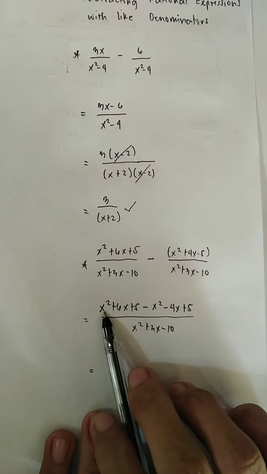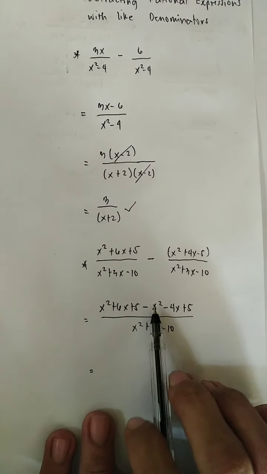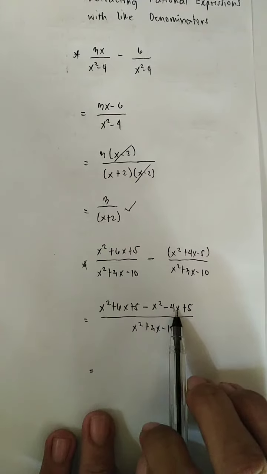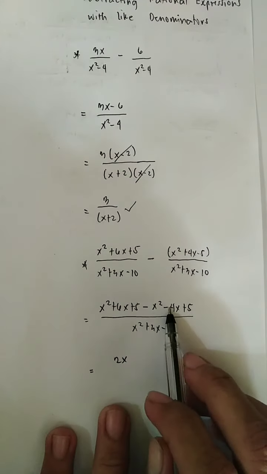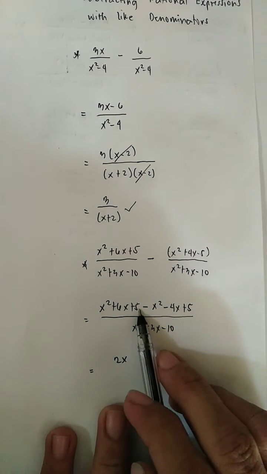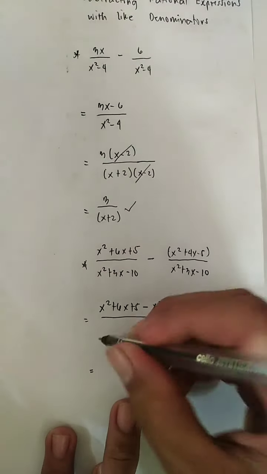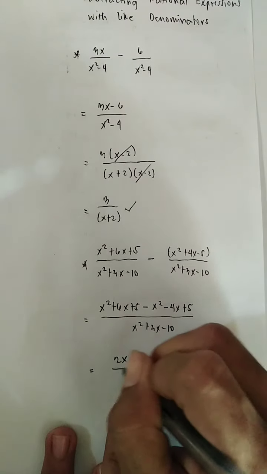So we have x squared minus x squared, that is 0. 6x minus 4x, that is 2x. Then 5 plus 5 is 10, so we have 2x plus 10 all over.